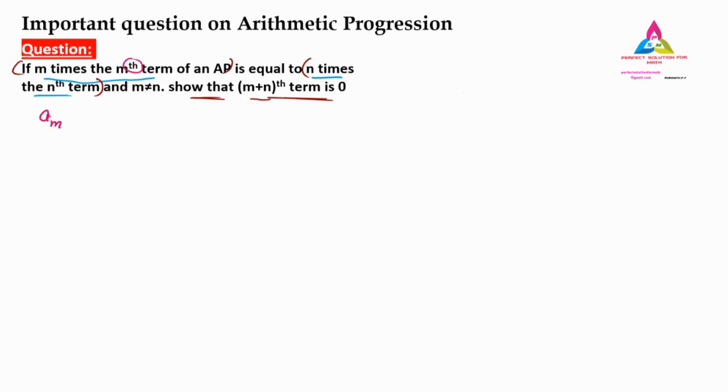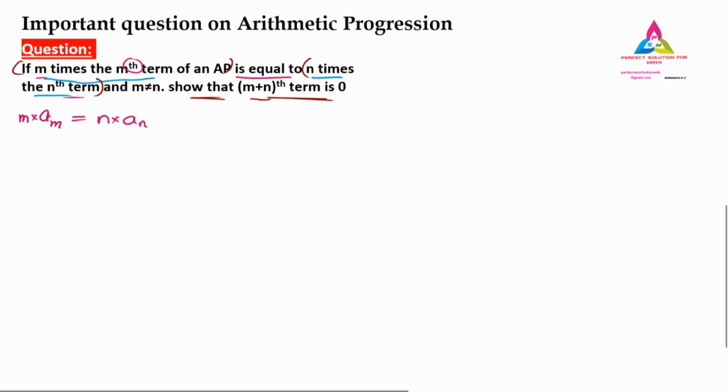Not only a_m, they have already given m times. M times means m into a_m is equal to n times the nth term, which means n into the nth term. The nth term is nothing but a_n. So the given thing is m into a_m is equal to n into a_n.